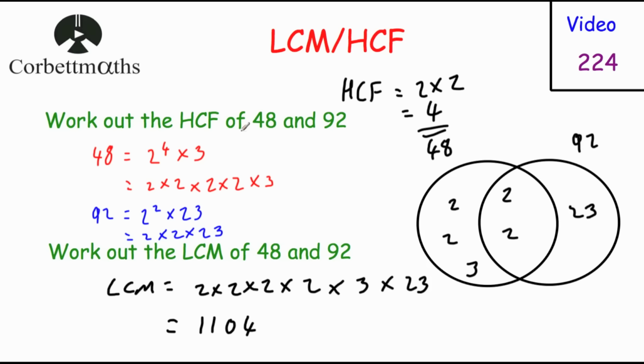So we've worked out the highest common factor and the lowest common multiple of 48 and 92 really quickly and easily by using this Venn diagram. What you do is you write each number as a product of primes, you put the numbers into the Venn diagram, and make sure whichever ones they share go in the middle, and put the extras on each side, and that's it. To find the highest common factor, you multiply the prime numbers in the middle, and to find the lowest common multiple, you multiply all the numbers in the Venn diagram.